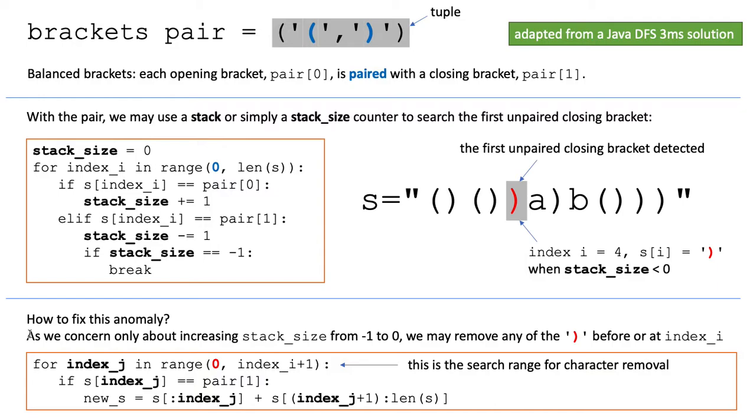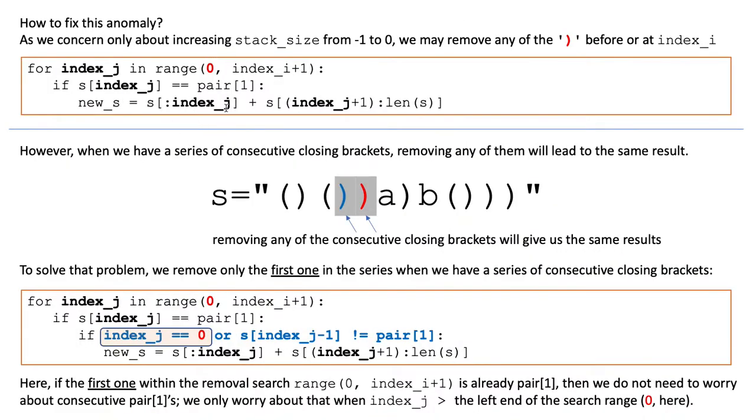Second, after we identify the first unpaired closing bracket, how can we fix that anomaly? The answer is, as we concern only about increasing stack size from -1 to 0, we may remove any of the closing brackets before or at index I. And this is the code here. Please feel free to pause the video to read the code here for some more details. And we move that code here.